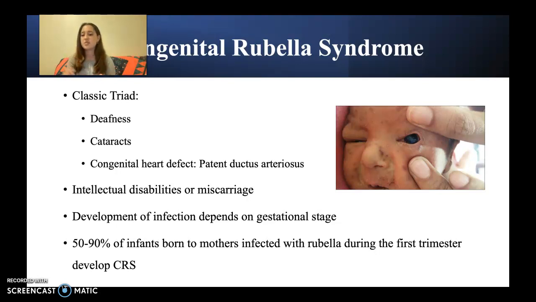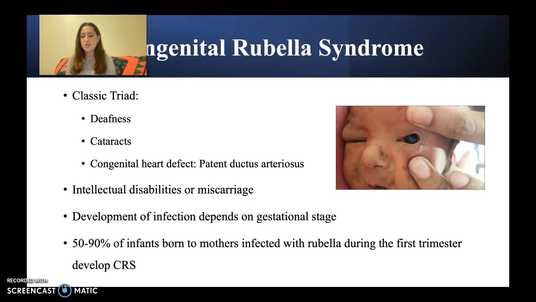And out of these 3 symptoms, deafness is going to be the most common one. Now, outside of these, there are other symptoms, such as intellectual disabilities or going to the extreme of a miscarriage of the baby. Now, the development of infection is going to depend on the gestational stage. So for the first trimester, the baby has a 40 to 60% risk of developing this infection. So a very high risk of developing CRS.